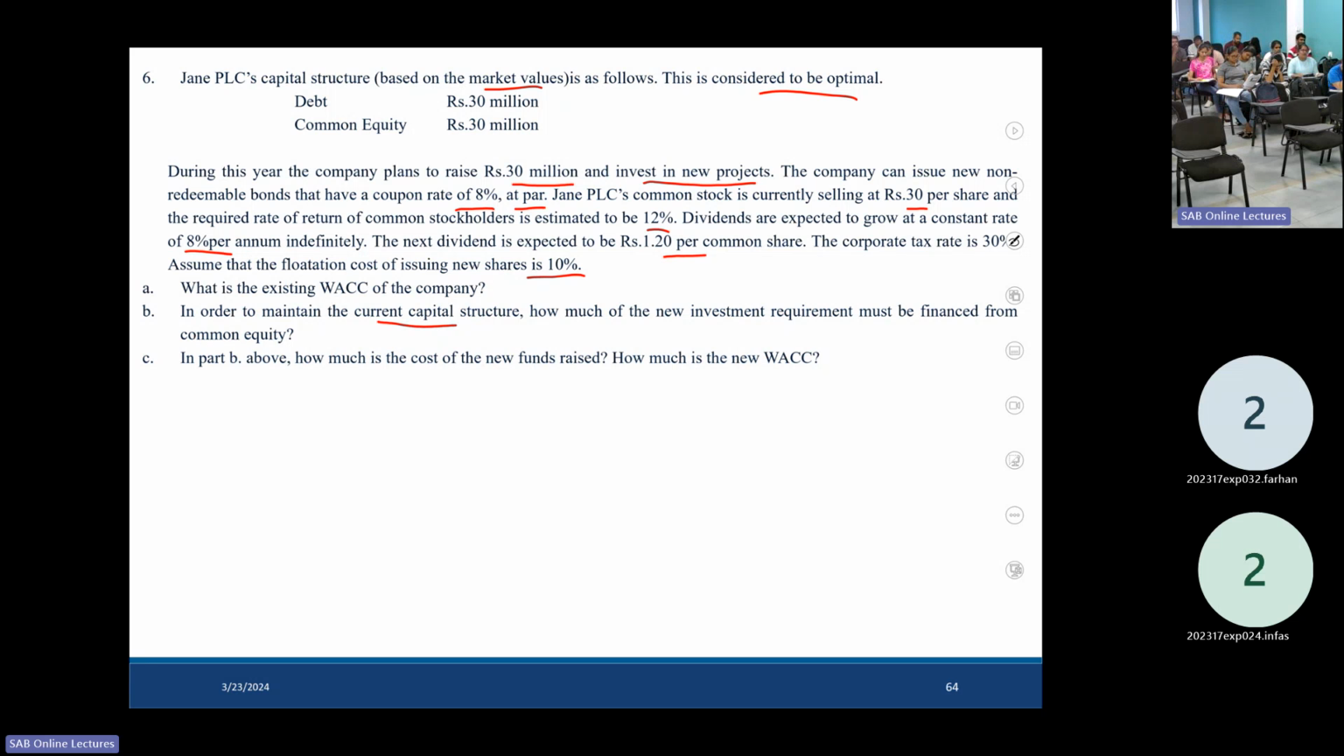How much of the new investment requirement must be financed from equity? In part B above, how much is the cost of new fund raise? How much is the new weighted average cost of capital related to the previous discussion? This is from your previous paper, I think.